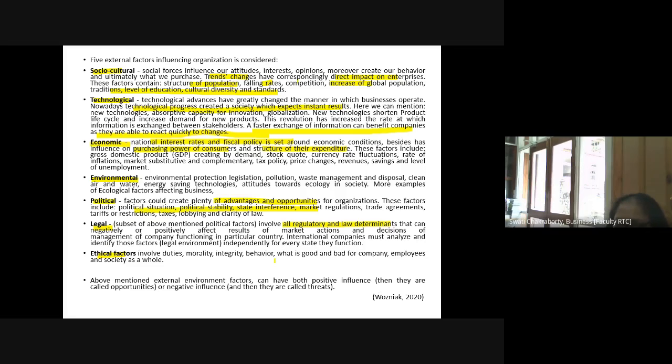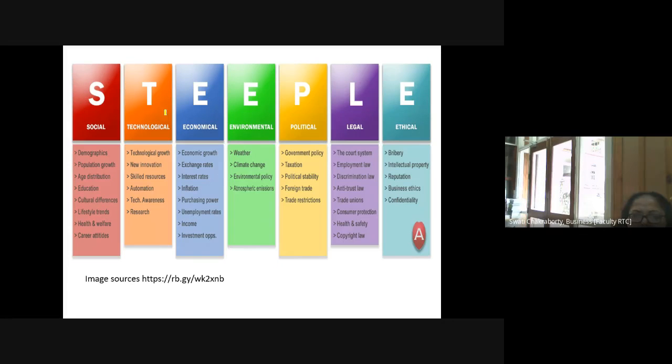So this is where we talk of STEEPLE. S is social: demographics, population growth, age distribution, education, cultural differences, lifestyles, trends, health and welfare, career attitudes. T is technological: growth, new innovation, skilled resources, automation, tech awareness, research. E stands for economic: growth, exchange rates, interest rates, inflation, purchasing power, unemployment rates, income, investment opportunities.